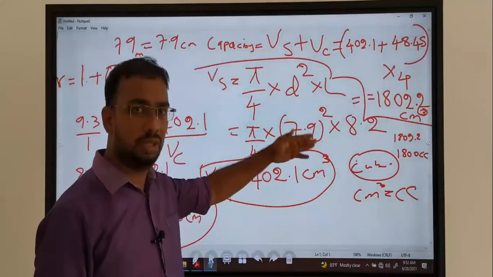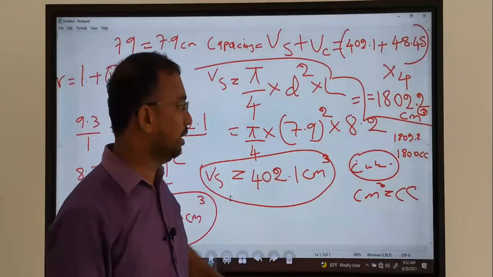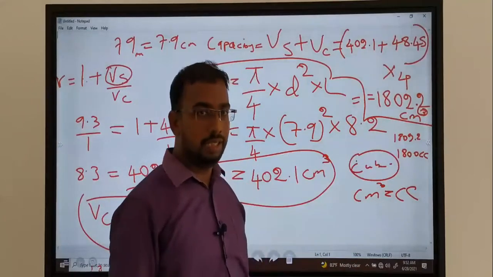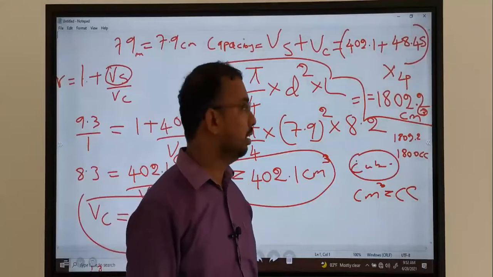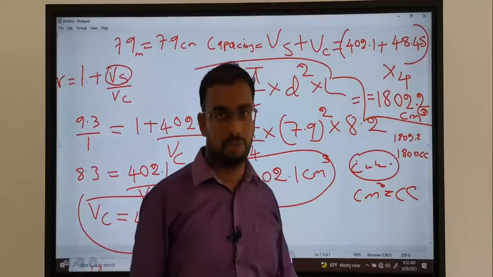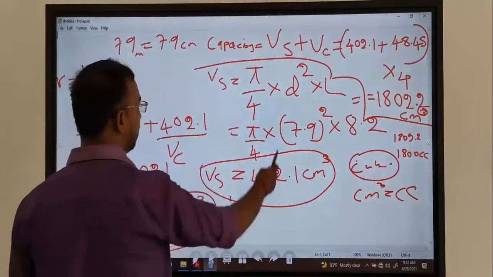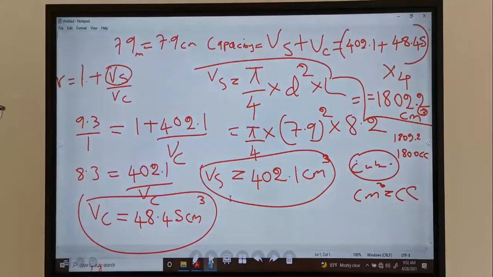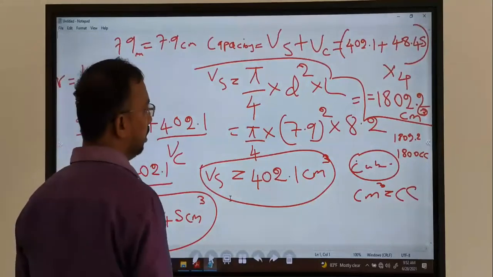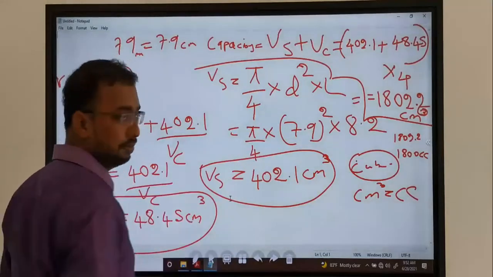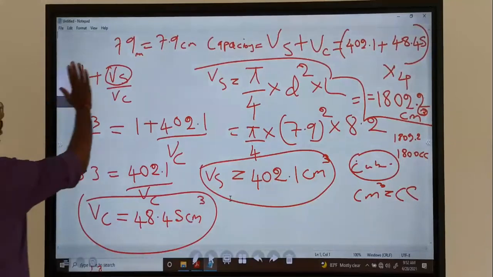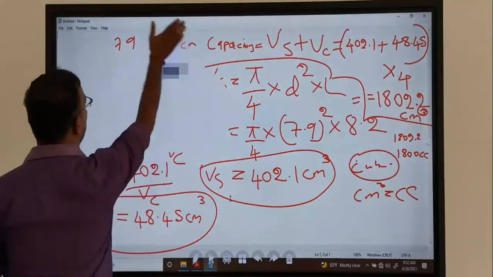Now I told why we need to use centimeter here, as we can use millimeter or anything, but the standard unit is centimeter cube. So that's why we call the engine capacity cc, that means centimeter cube. So that's why we use it in this equation. When we find the engine capacity, we use these centimeter values. So this is the first question.